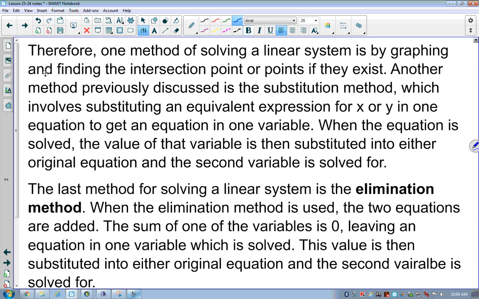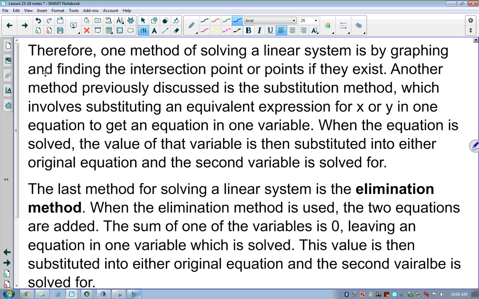Another method that we've discussed is substitution, where if I know y equals something, I can substitute what y equals into the other equation and solve for x. When the equation is solved, the value of that variable is then substituted. So if I've solved for x and I get the answer, I can plug x back into either equation and solve for y. You could also do that in reverse if I knew x equaled something, and so forth.